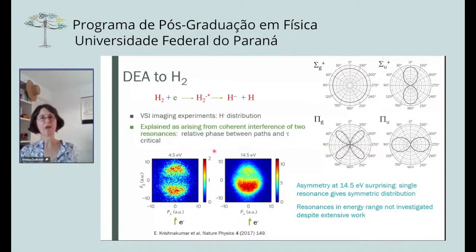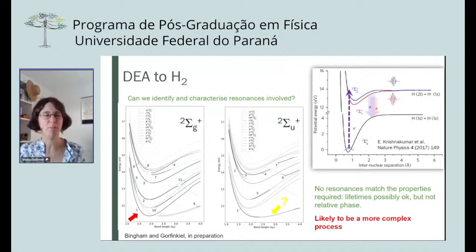That's easy. However, when you go to 14.5 electron volts, what you get is that many more of the H- are ejected against the direction of the incoming electron beam than forward. And this asymmetry hadn't been seen before. It was surprising, and it wasn't easy to explain, because to explain it you needed to understand what resonances were forming there. People had studied H2 a lot, but they had not studied resonance formation in this energy range. So in my group, we set out to study these resonances, and what we found is that it's very complicated.